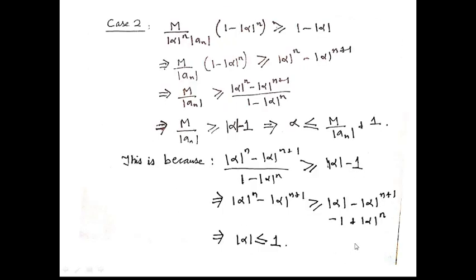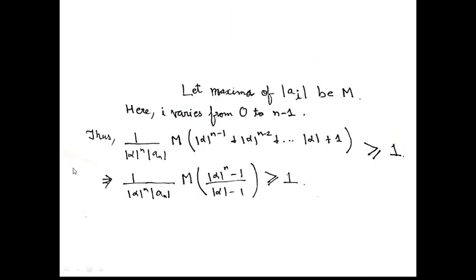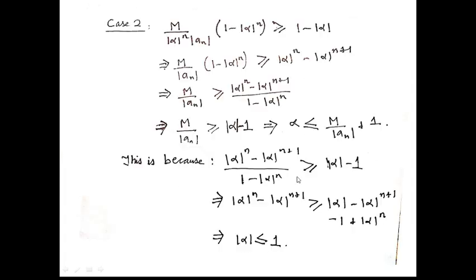Moving on, case 2. See what was the equation. The equation was 1 by alpha n, m alpha n minus 1, alpha minus 1 greater than or equal to 1. And for case 2, alpha is less than 1, so both these terms are negative. So multiplying both by minus 1, both these terms will be positive, and then we multiply 1 minus mod alpha to both the terms, and we get this: m by alpha n into 1 minus alpha n is equal to 1 minus mod alpha.